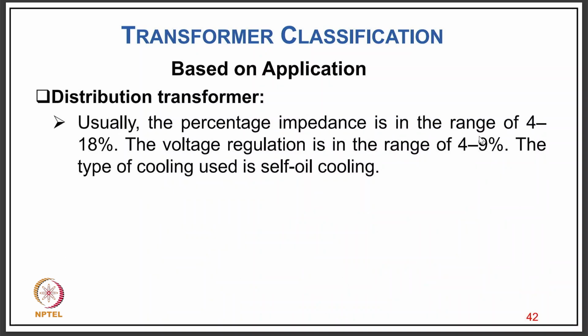Another feature of the distribution transformer is that the percentage impedance is usually in the range of 4 to around 18%. The voltage regulation is in the range of 4 to 9%, and the typical type of cooling is self-oil cooling.